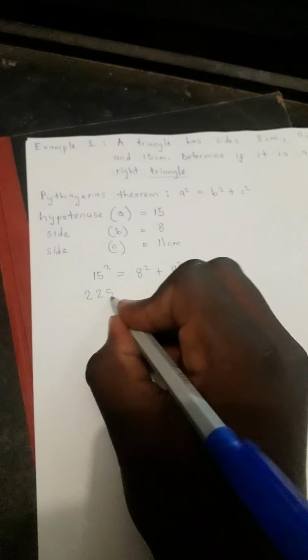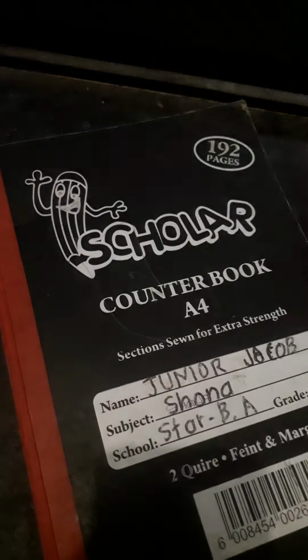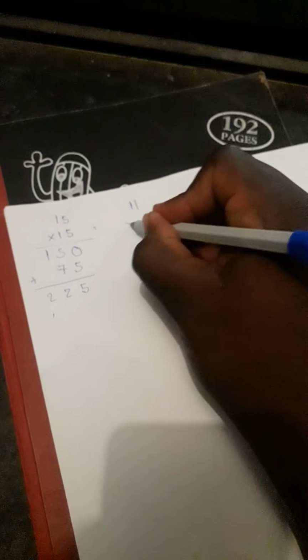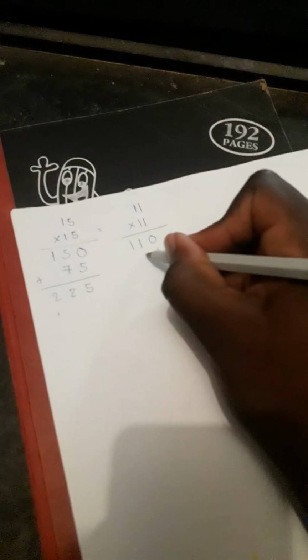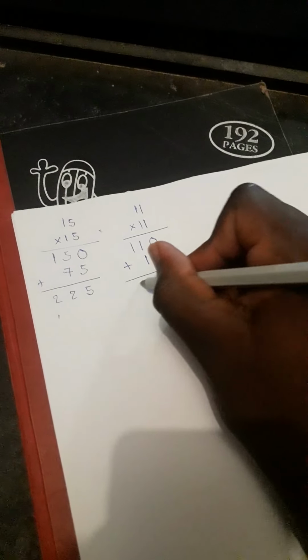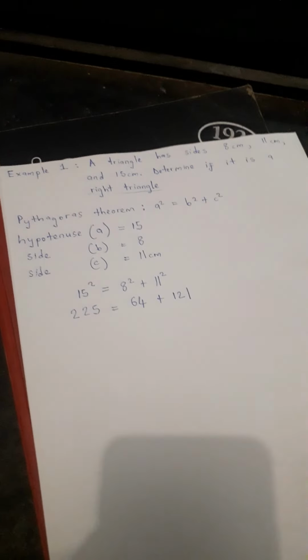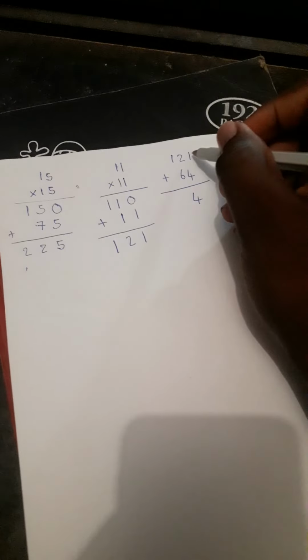So 225 is equal to 8 squared, that's 8 times 8 is 64, plus, back to my rough paper, 11 squared is 11 times 11. 1 times 1 is 1, 1 times 1 is 1, 1 times 1 is 1, 1 times 1 is also 1. We add: 0 plus 1 is 1, 1 plus 1 is 2, and 1. So here it's 121. Now we need to know what 64 plus 121 is. So we are saying 121 plus 64. 1 plus 4 is 5, 2 plus 6 is 8, and then 1.